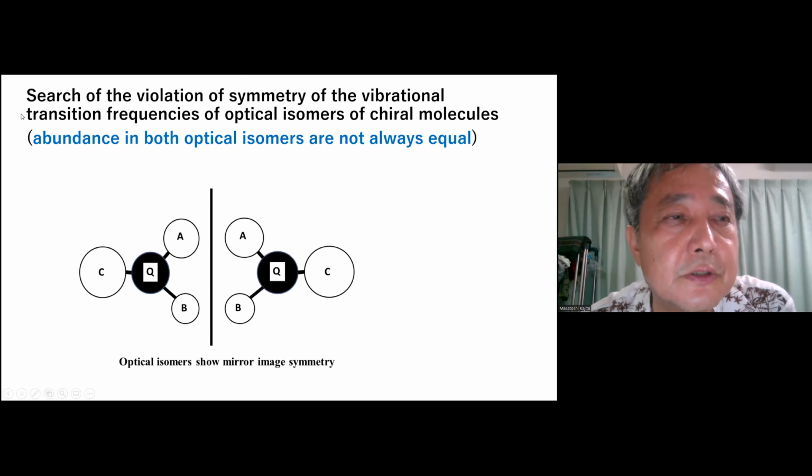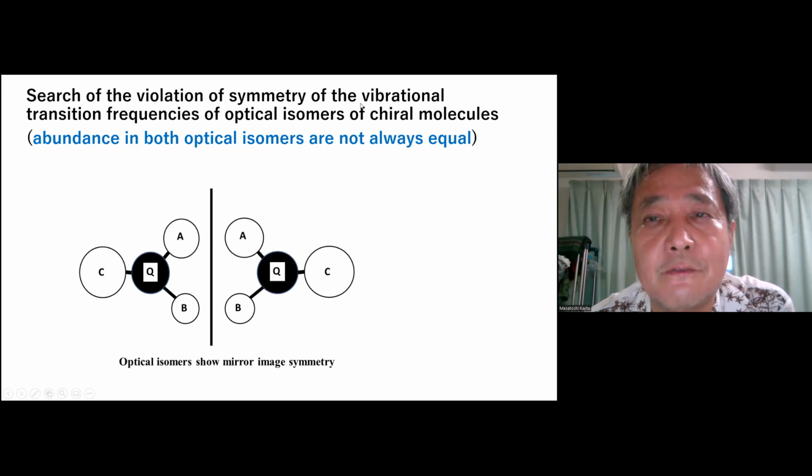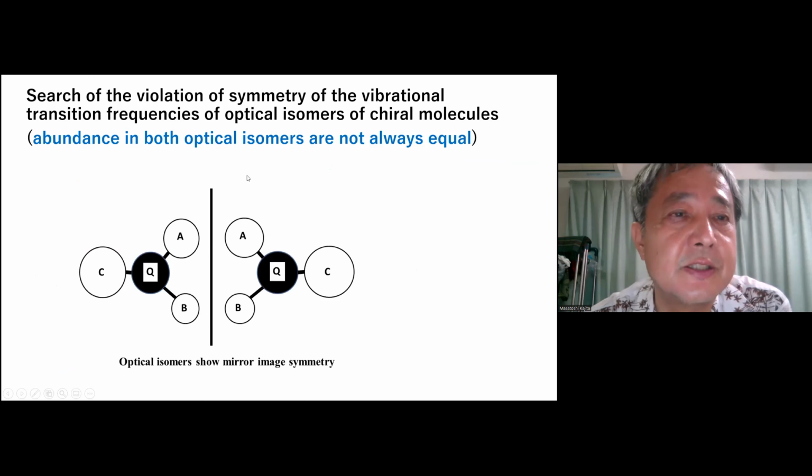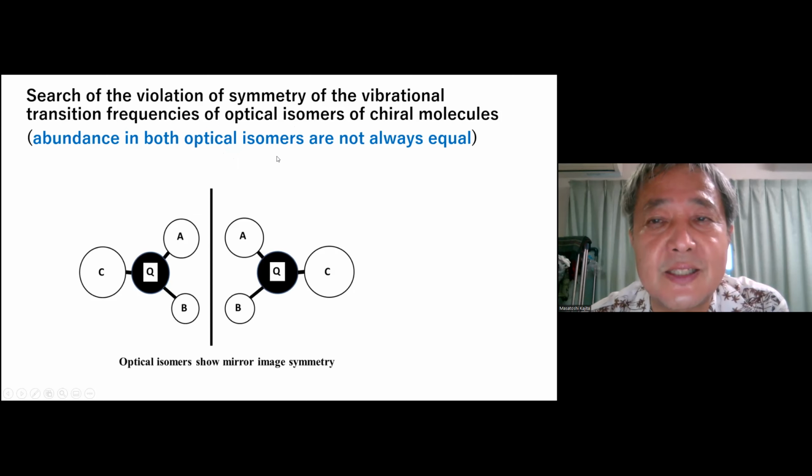Another example of a merit of precision measurement of molecular transition frequencies is the violation of symmetry in the vibrational transition frequencies of optical isomers of chiral molecules. If we can observe the violation of symmetry, through some difference in vibrational transition frequencies between optical isomers, we can explain why the abundance of optical isomers is not always equal.